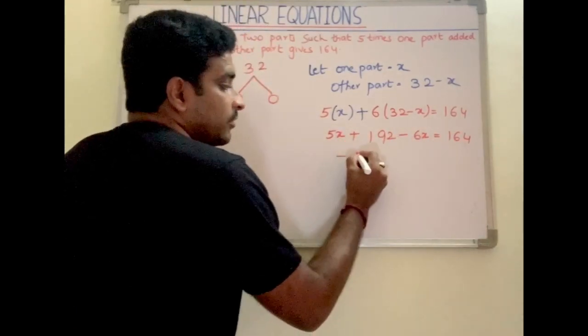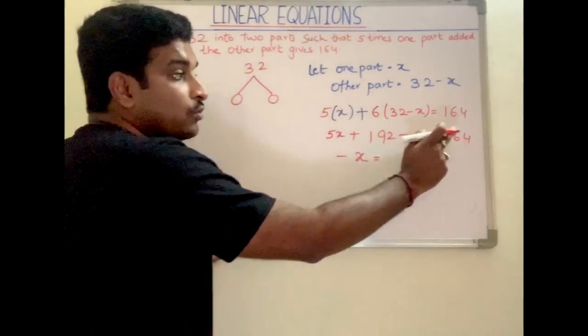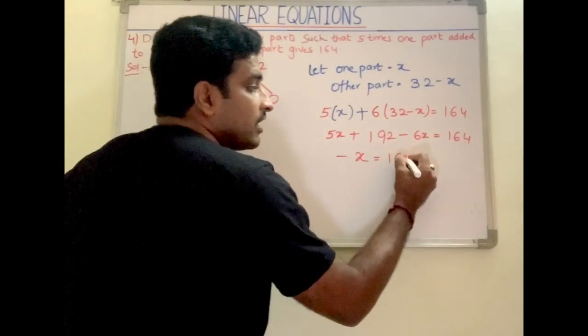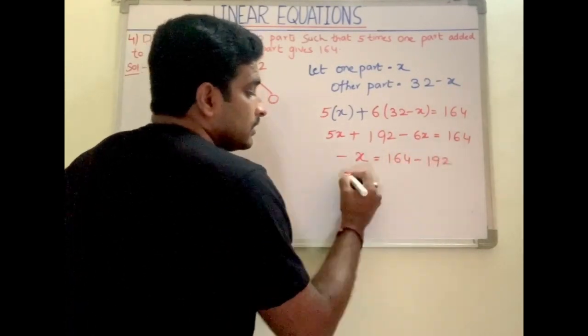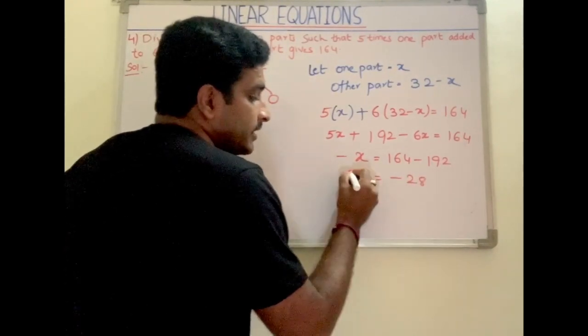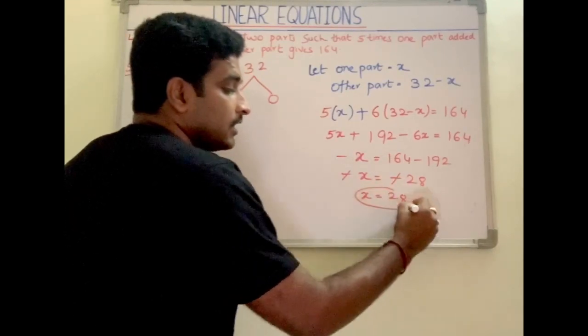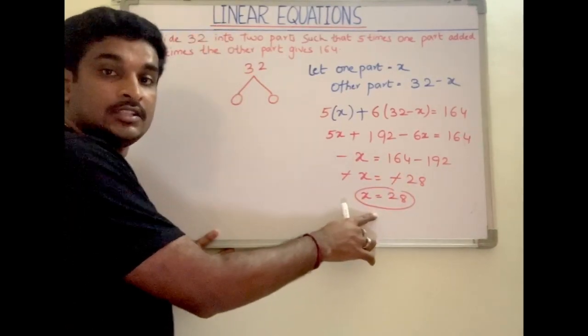5x minus 6x will be minus x. When plus 192 goes from the left hand side to the right hand side, it will become minus 192. Then minus x equal to minus 28. This minus and this minus get cancelled, then x equal to 28. One part, x, is 28.